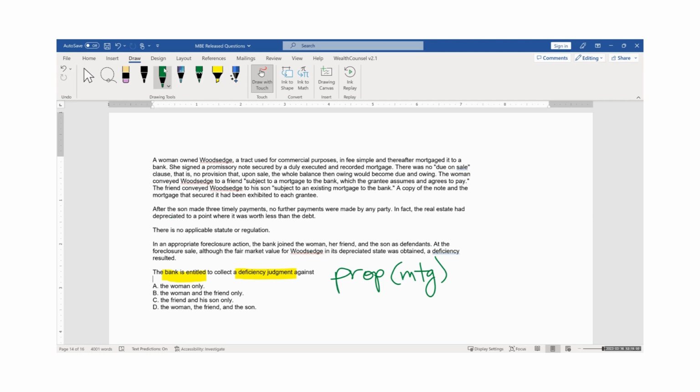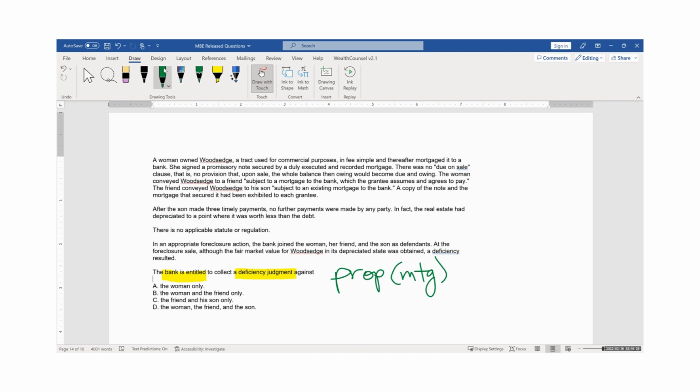That would be what you would be looking for. If someone assumes the mortgage, then they also take on the responsibility of paying off the loan and any deficiencies that come with that loan if there is a default. So those things are what you will be looking for with respect to the woman, the friend, and the son.